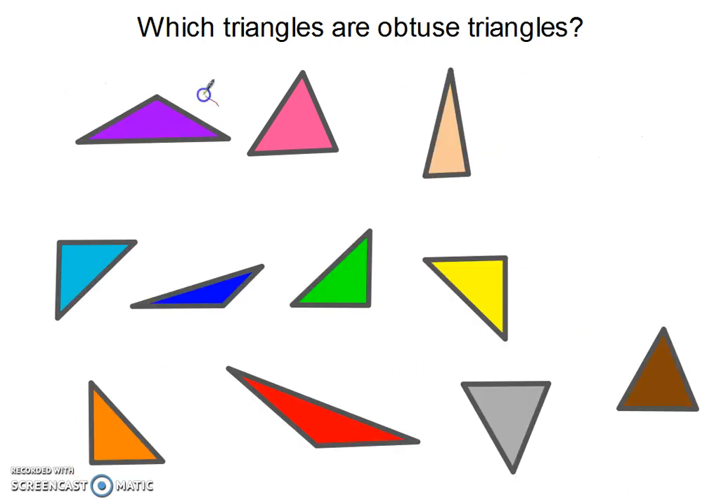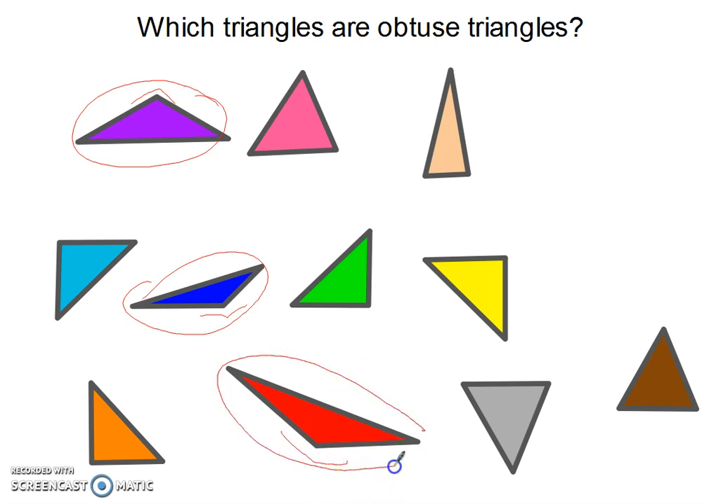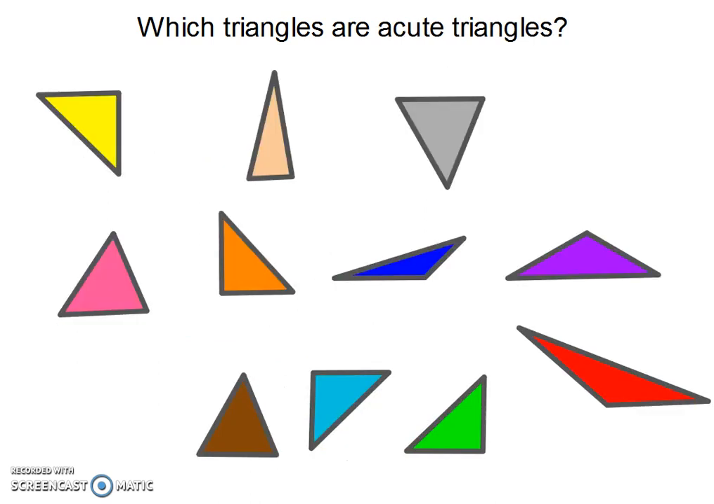Obtuse, open wide. Someplace there's an angle bigger than a 90. Yep, right there. Up here it was this angle. Nope, nope, nope. Yep, right there. There's my big angle. That would be obtuse. And nope and nope. And then we get to the acutes.